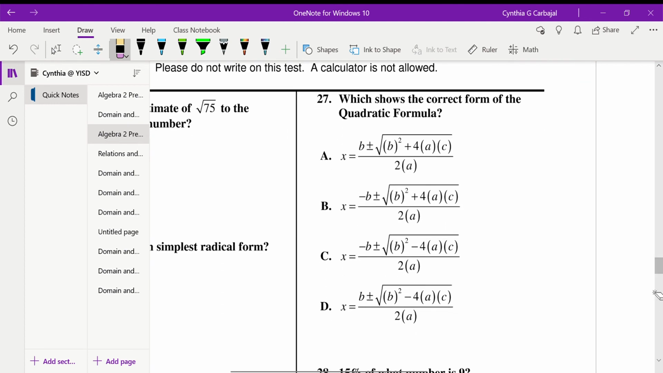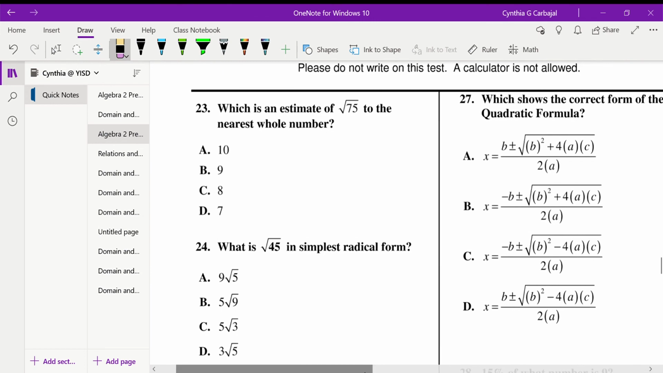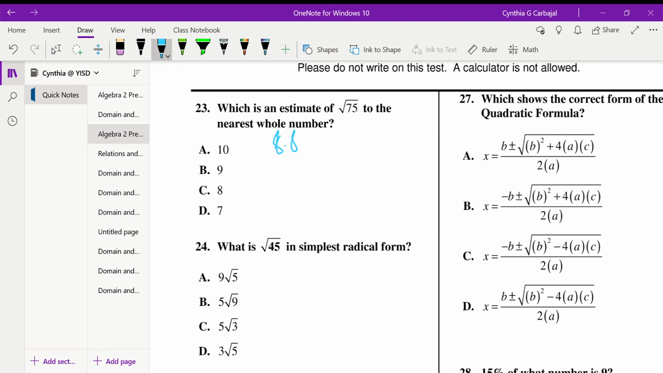Alright, number 23. Almost done. It says, which is the best estimate of the square root of 75? Well, the thing that you can do is think of perfect square numbers and their square roots. So we have 8 times 8 is 64, right? 8 squared is 64. And 9 times 9 is 81. Well, 75 would be about in the middle, but it would actually be closer to 9. Because 81 minus 75 is 6. So it's actually closer to 9 squared, or 9 times 9. So that when we would square root 75, it would be closer to 9. So it's B and not C.